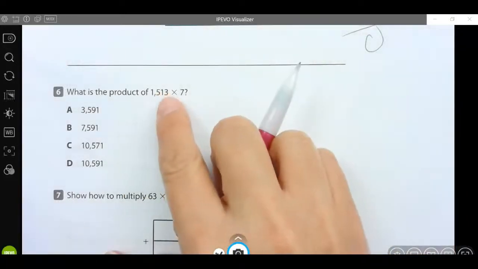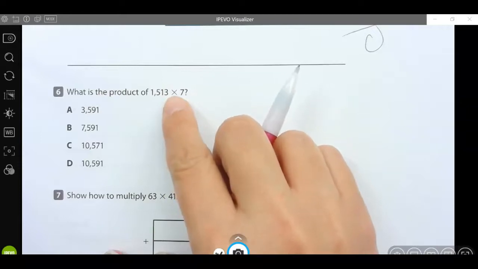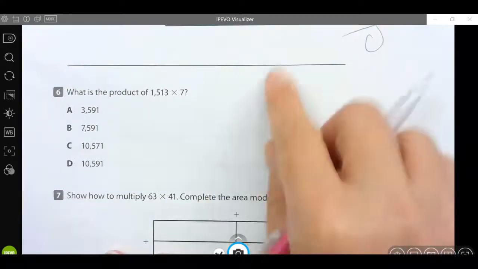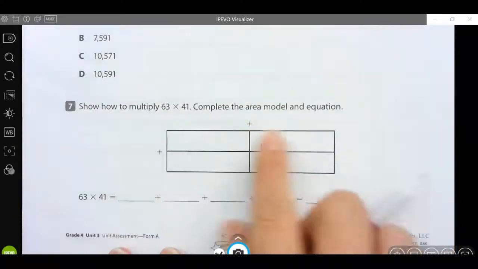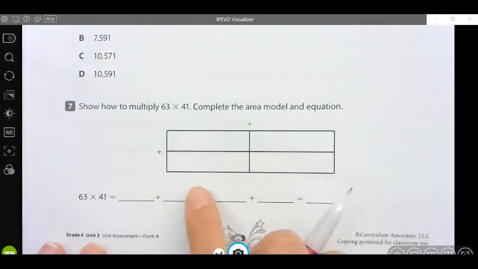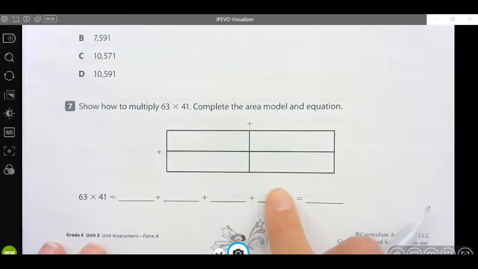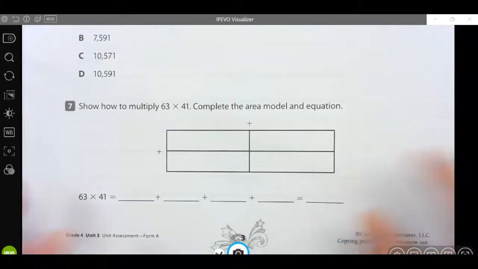Just tell me what you would do for number 6. You would do what? 1,500. Yeah, you would do your box method and work it all out. You guys are really good with that. Here, we have the boxes for you. And what is it asking you to probably put in all these spaces? What the numbers are. Yeah, our partial products. Awesome. Okay, let me go to the last page.